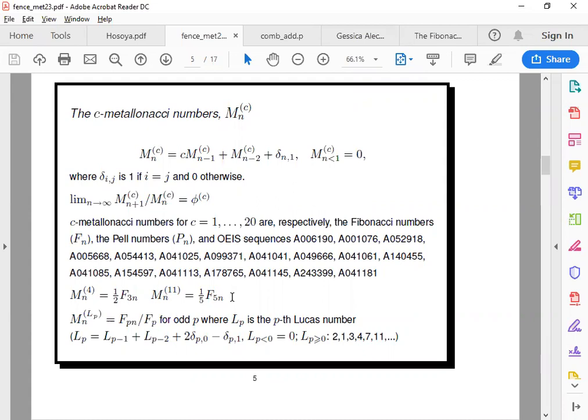I gauge that because if you look at the OEIS for the first 20, they're all there. They have a few interesting properties. The fourth one in the series is actually a half of the even Fibonacci numbers. The 11th one is a fifth of F5N, and it turns out that the Lucas P metal number is actually given by this nice simple expression. So they seem to have quite interesting properties.